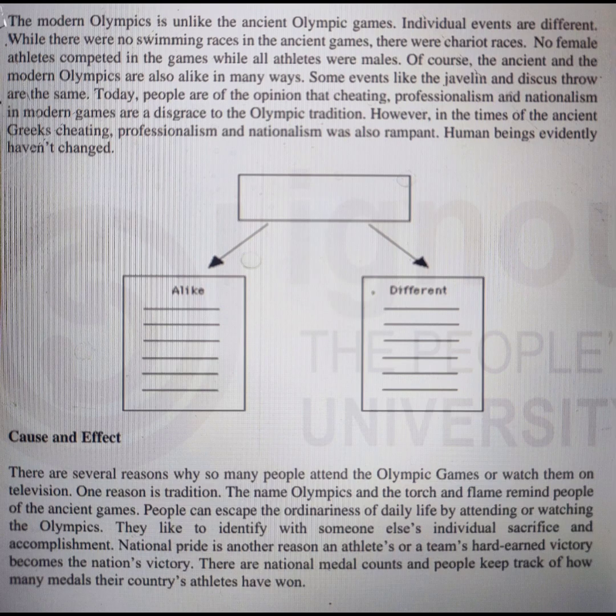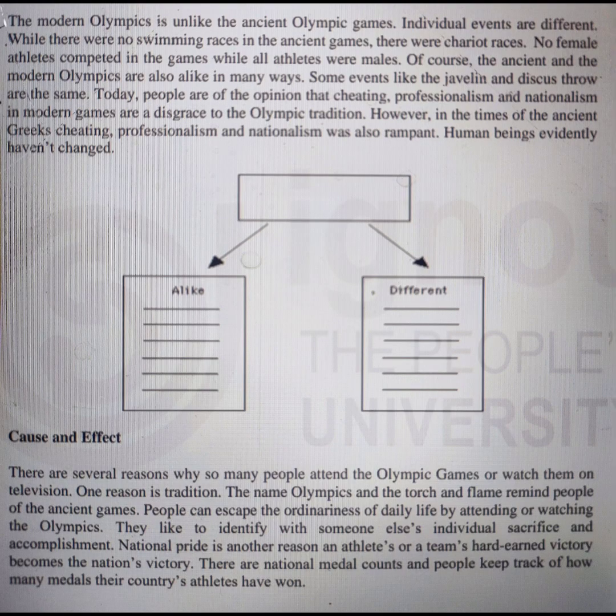Today, people are of the opinion that cheating, professionalism and nationalism in modern games are a disgrace to the Olympic tradition. However, in the times of the ancient Greeks, cheating, professionalism and nationalism was also rampant. Human beings evidently haven't changed. Alike, different, cause and effect.